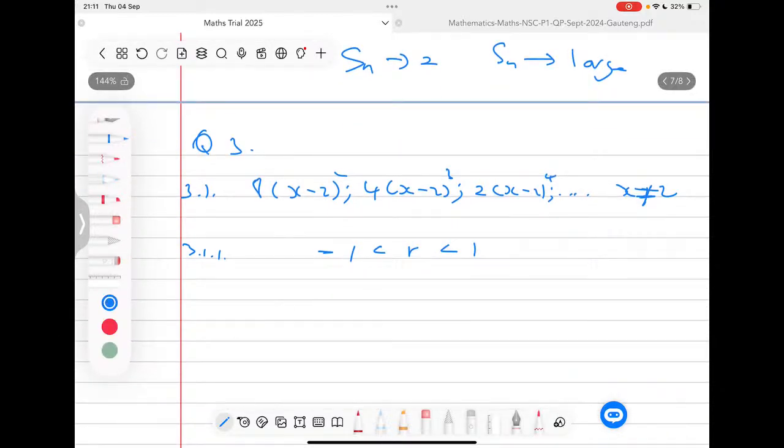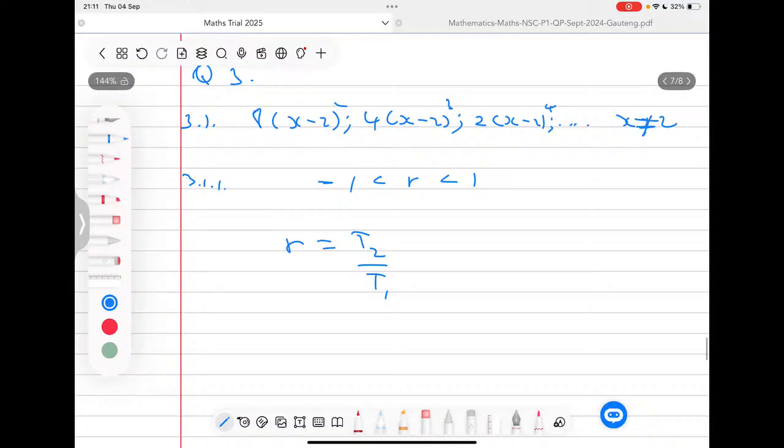To find r, I'm going to say r is equal to term 2 divided by term 1. We know that for a geometric sequence. This would mean that if I take term 2, I'm going to have 4(x − 2)³, and I'm going to divide by 8(x − 2)². Now, you would see here that 4 into 4 goes once, and 4 into 8 actually goes twice.